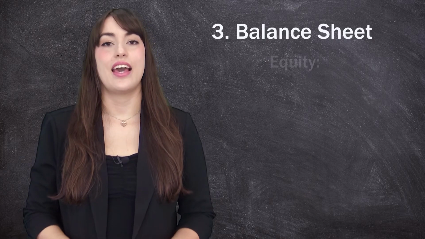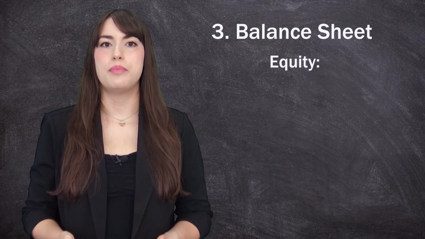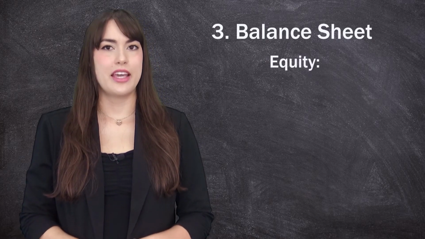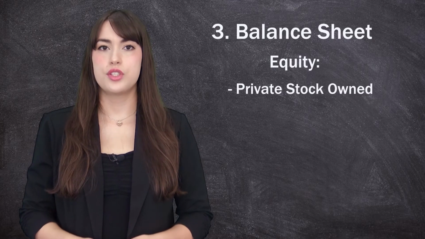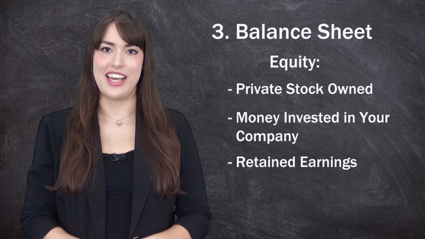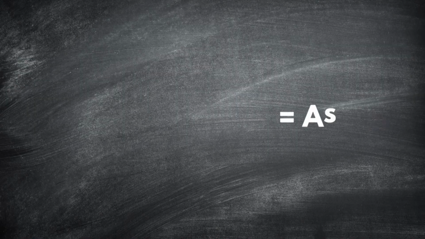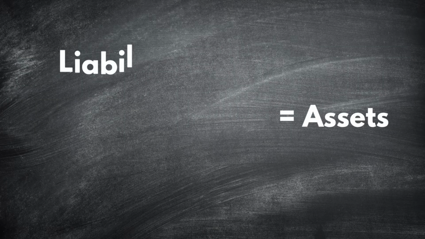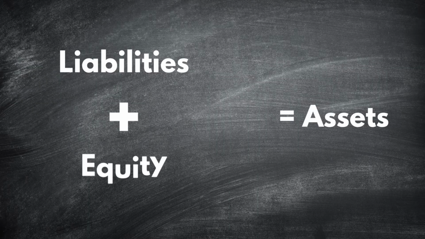And finally, the equity is that which belongs to the business owners. This might include private stock owned, money you've invested in the company, as well as retained earnings. In the end, the total assets should balance out against liabilities plus owner equity.